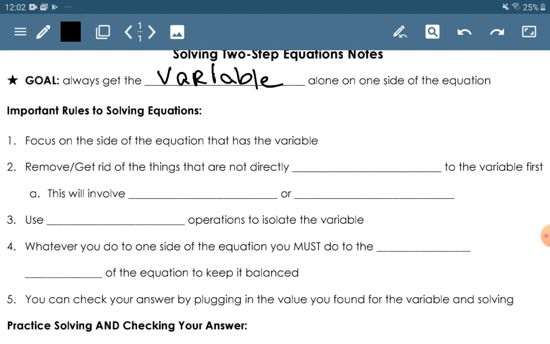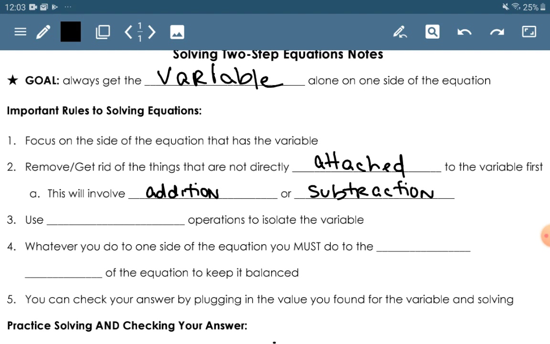So some of the steps to do that. Number one, make sure you focus on the side of the equation that has the variable. That's where sometimes you might see us draw a dotted line through your equal sign. We are focusing on the side that has the variable only. Step two is we're going to remove or get rid of anything that's not directly attached to the variable first. This is typically going to involve either addition or subtraction. That will make a little bit more sense when we do the examples at the bottom. I'll make sure to point out what I mean.